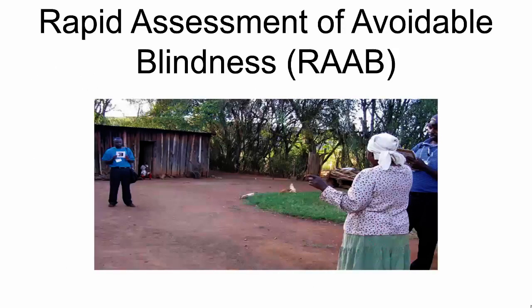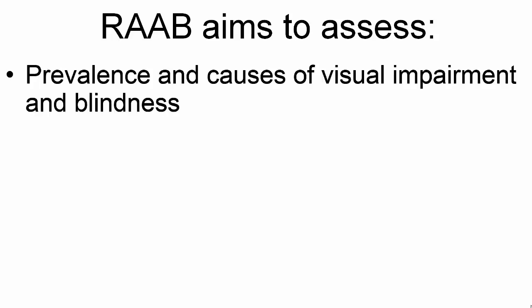So in this session we're going to look at two examples of population-based prevalence surveys that can be undertaken relatively rapidly to inform eye care programmes. So firstly, the rapid assessment of avoidable blindness, or RAAB. More than 200 of these surveys have been carried out throughout Africa, Asia, Middle East and Latin America. RAABs aim to assess the prevalence and the causes of visual impairment and blindness in people aged over 50 years.